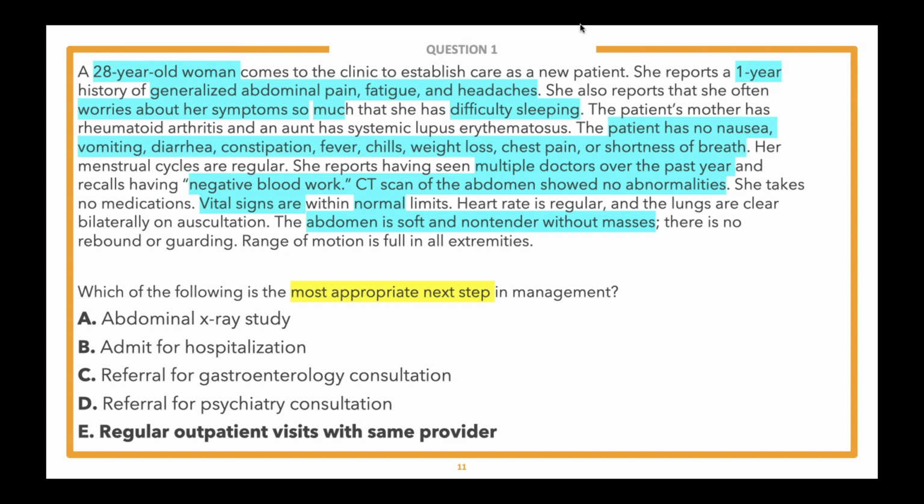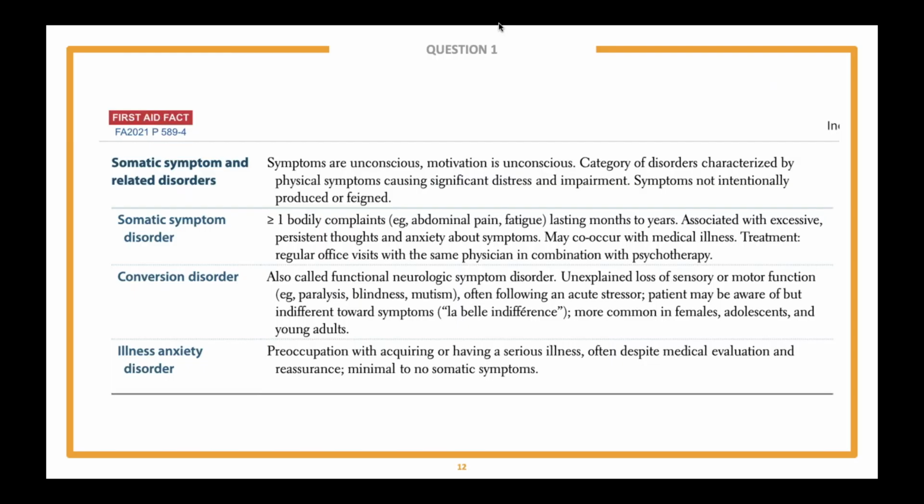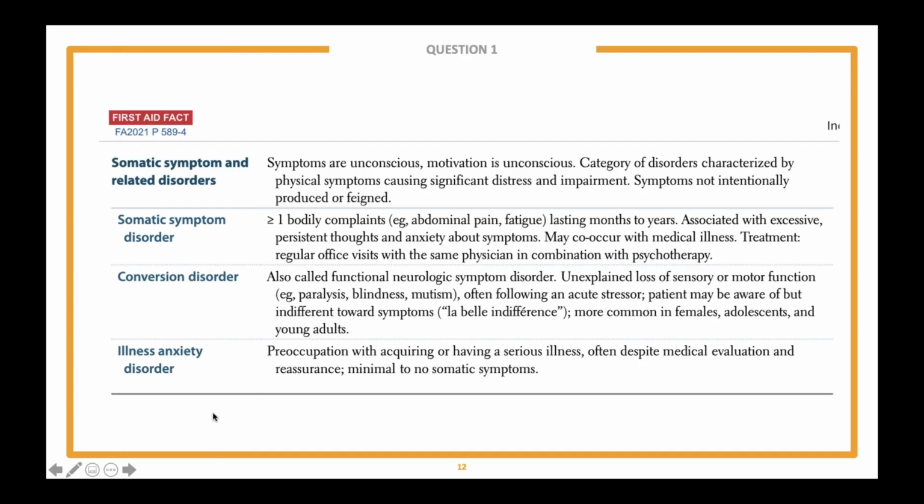On the next slide, we've pulled up a table from First Aid that talks about these somatic symptom disorders. These symptoms are unconscious. The patient doesn't know, they're not bringing it on consciously. Specifically with somatic symptom disorder, they have at least one bodily complaint lasting for months to years, and the patient has persistent thoughts and anxiety about it. The treatment is regular office visits with the same physician, often in combination with psychotherapy. So that would be the best treatment for someone with somatic symptom disorder, and that's why answer choice E was the best answer in this question.